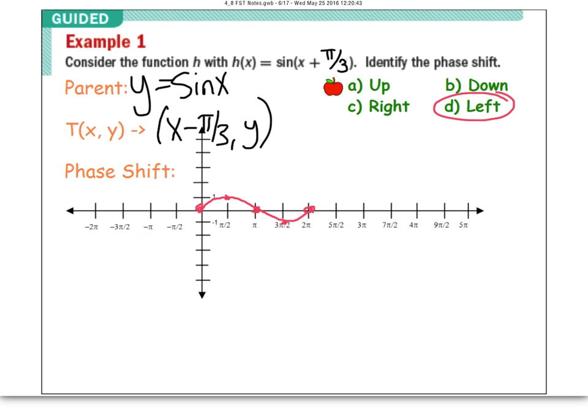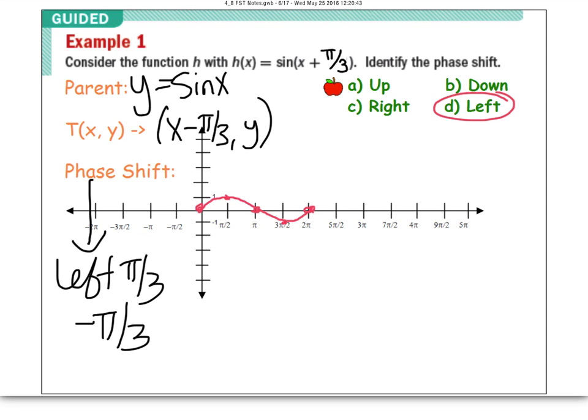If they asked you to state the phase shift in words, you could say it was left pi over 3, or mathematically minus pi over 3 means the same thing. So let's sketch it. How do you do it? The easiest way is to take the 5 key ordered pairs that we've already graphed on our parent function and literally move them this way.